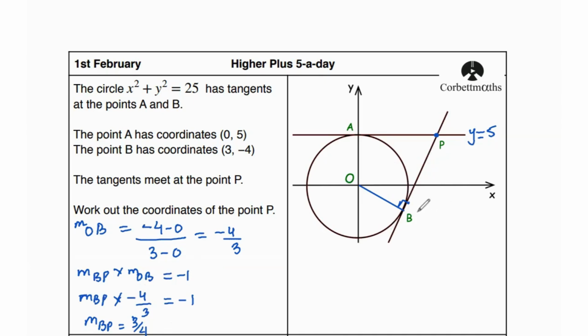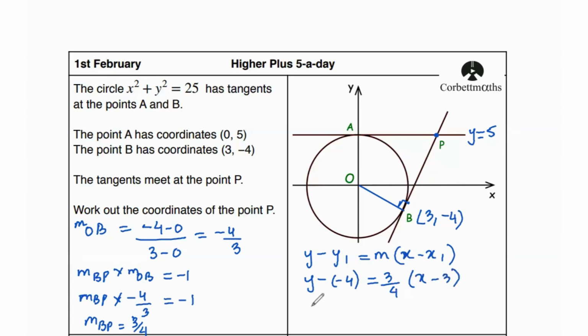Now we have the gradient, we have the point, which is 3, negative 4. So let's use the point slope form to find the equation. y minus y1 equals m times x minus x1. So y minus negative 4 equals 3 over 4 times x minus 3. y plus 4 equals 3 over 4 times x minus 3. Cross multiply. 4y plus 16 equals 3x minus 9.